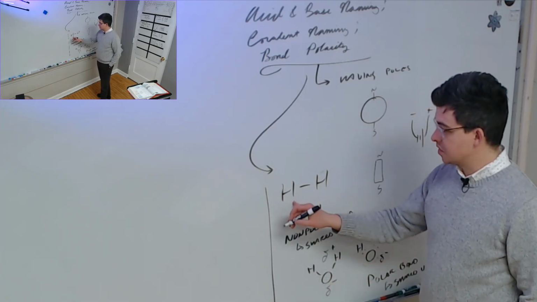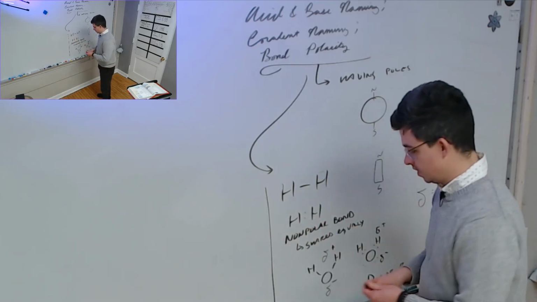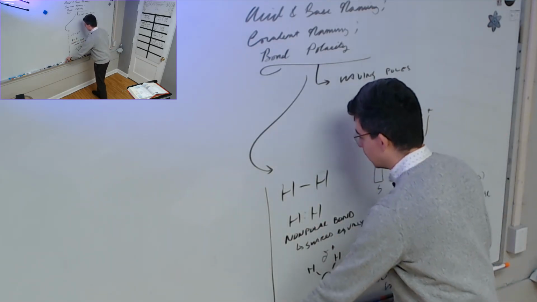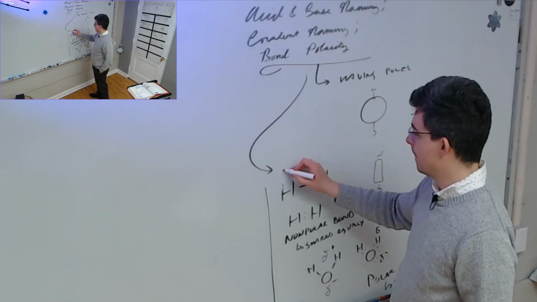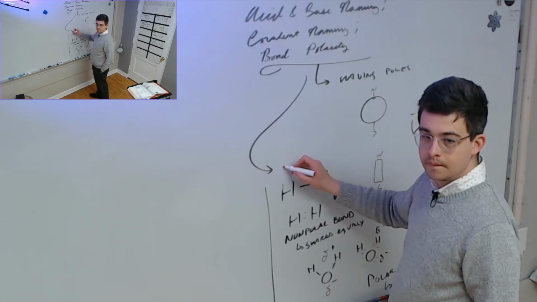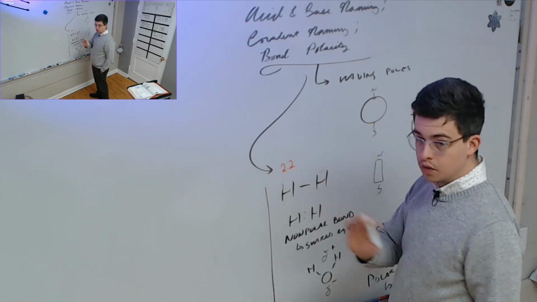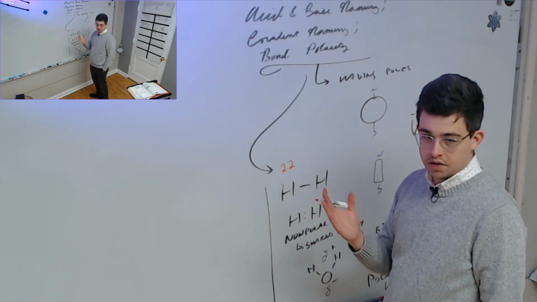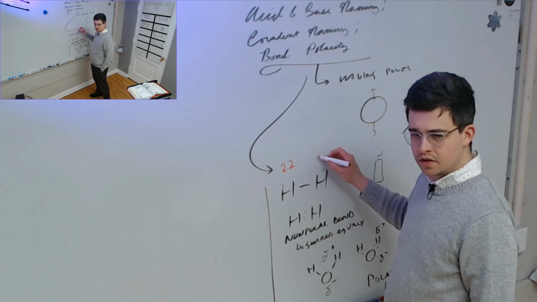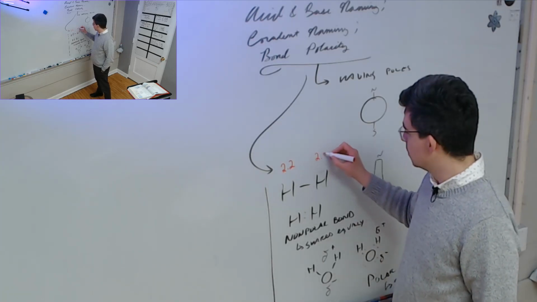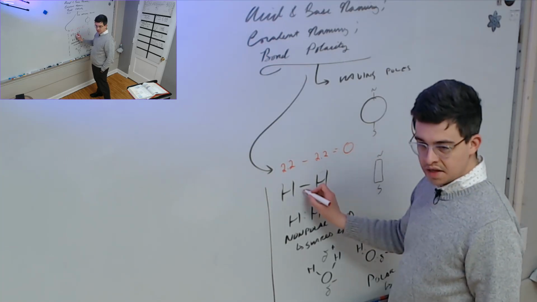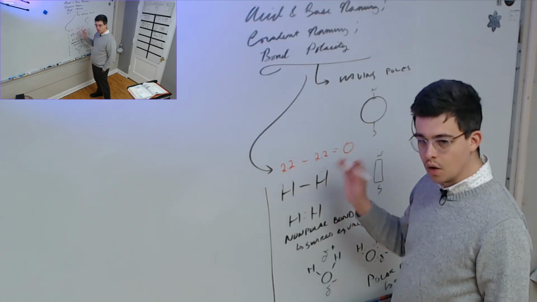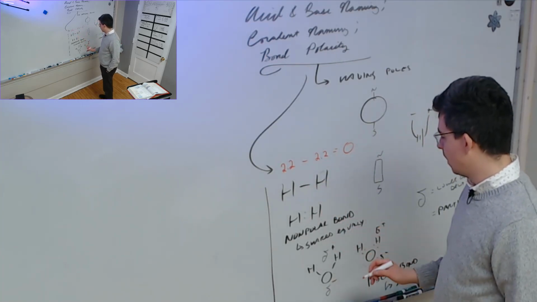So let's start with this one. What's the electronegativity using that chart of hydrogen? What is it? 2.2. No units. It's arbitrary. It's a relative scale. What's the electronegativity of hydrogen? 2.2. What's 2.2 minus 2.2? 0. This is a bond. This is a minus sign. Don't get confused between those, but it shouldn't be that hard.